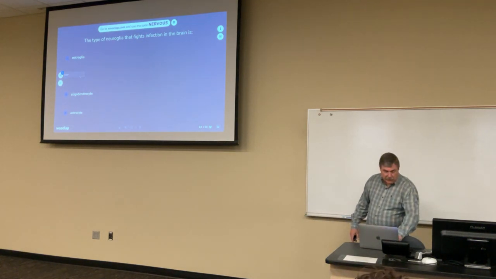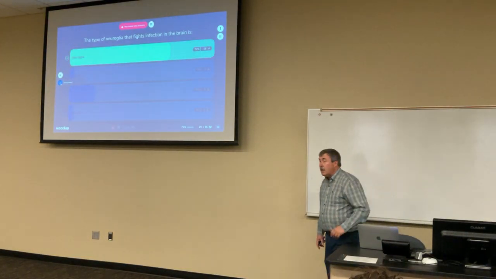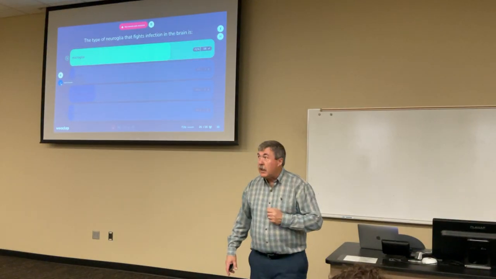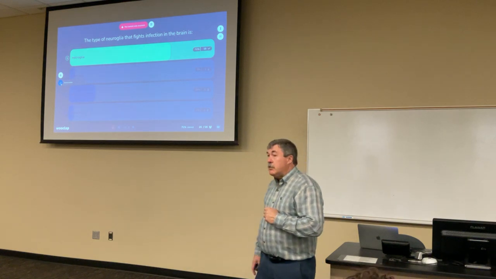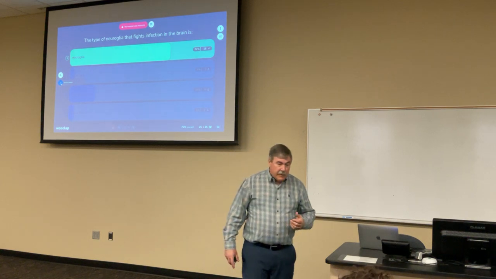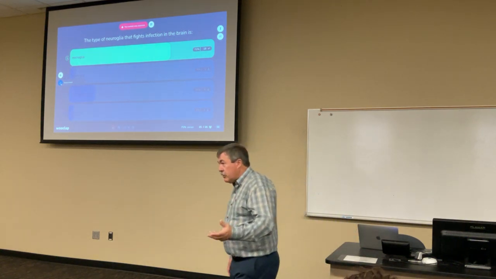Okay, let's take a look at the results. Most of you said microglia, and that's correct. So this is the cell. There's some researchers that have noticed that patients that have Alzheimer's disease, which causes dementia, some of them have lower than normal numbers of microglia.